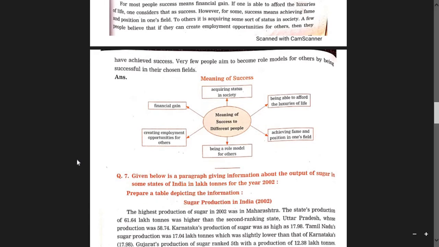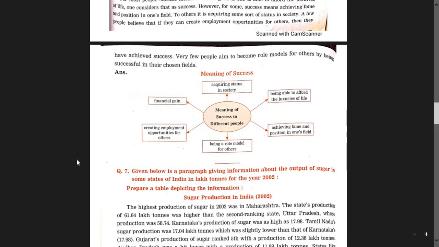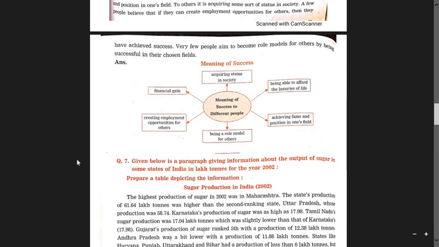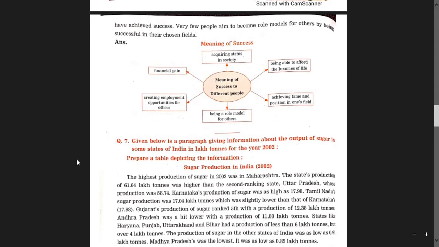So students, here we take the start, meaning of success, and this is what we call a web diagram. Now, what is the main idea of this web diagram? Very first, your attention is taken by the main idea, that is, meaning of success to different people.